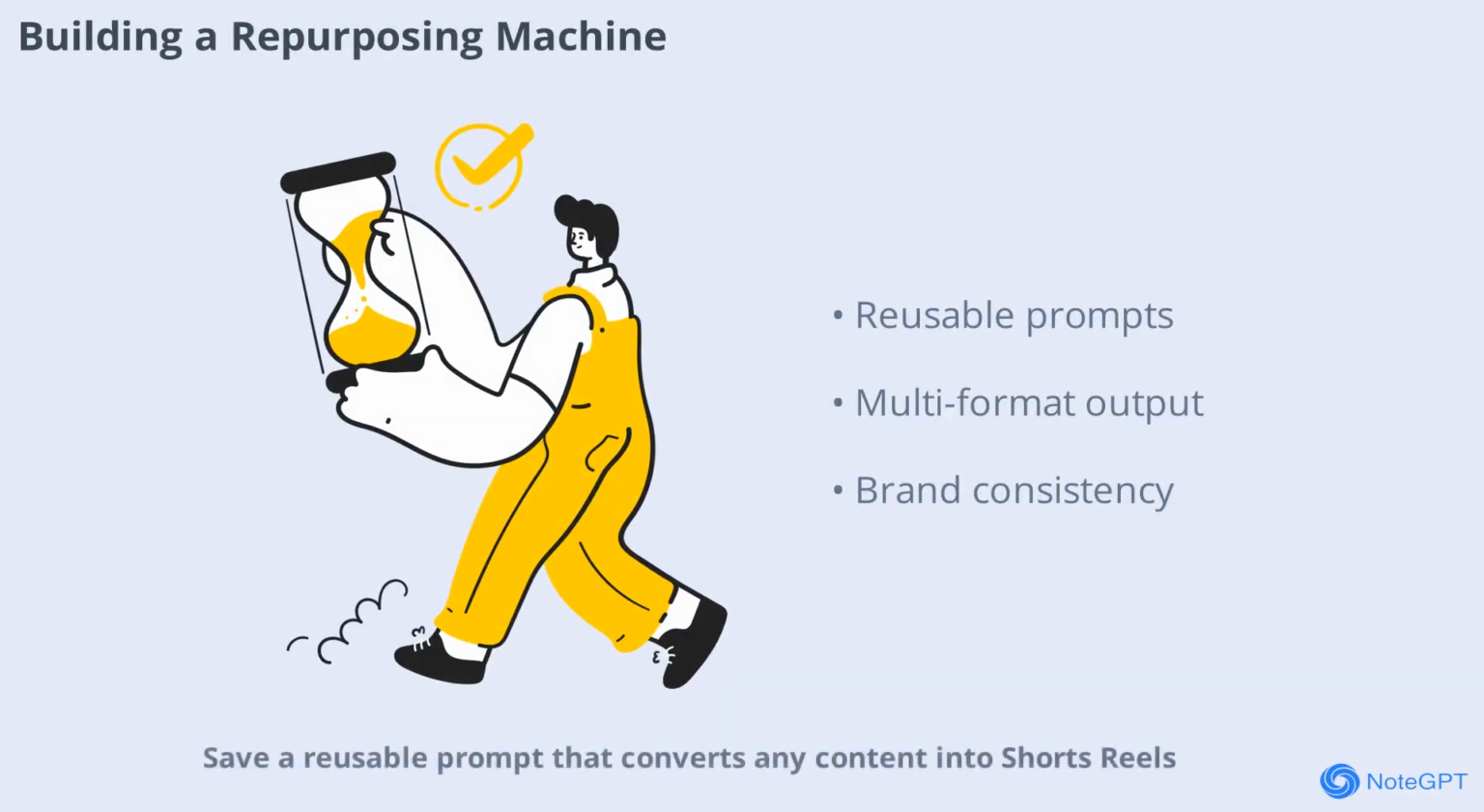Save a reusable prompt that converts any content into shorts, reels, LinkedIn posts, carousels, threads, newsletters, blog outlines, hooks, quotes, and CTAs. Maintain your brand voice and factual accuracy, but adapt for each platform's style and audience intent.